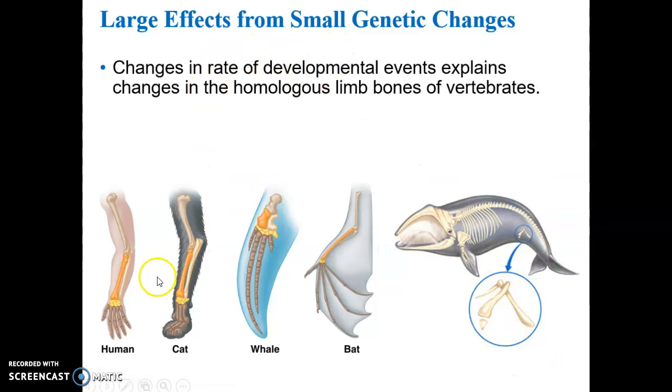So how this applies to larger organisms: a change in the rate of developmental events. When homeotic genes are turned on and expressed, or turned off and silenced, they will cause changes to certain limbs. Remember we talked about homologous limbs in certain vertebrates like humans and cats and whales and bats.